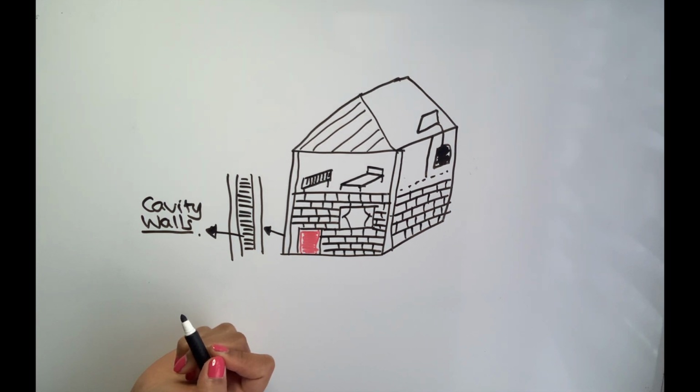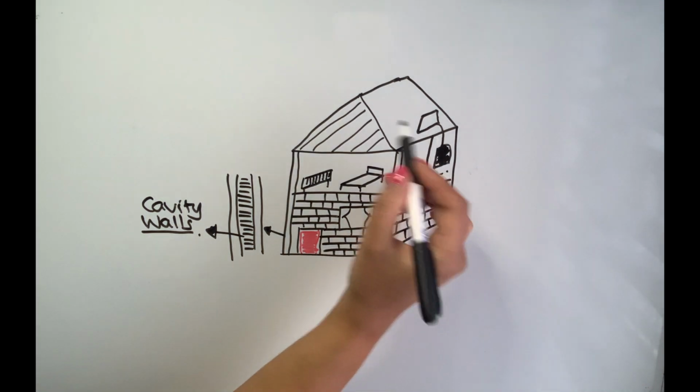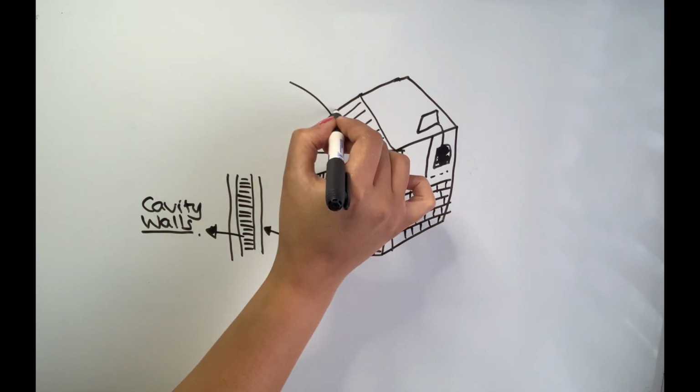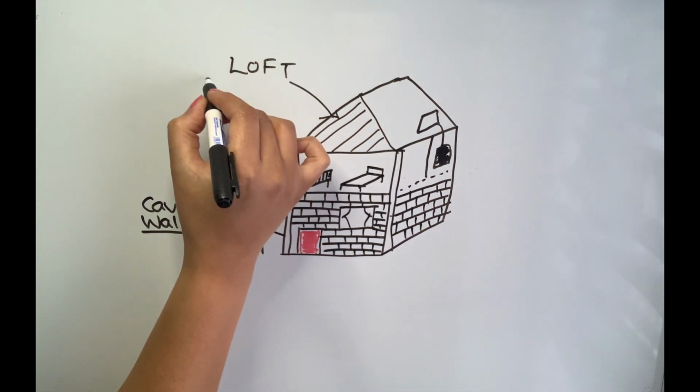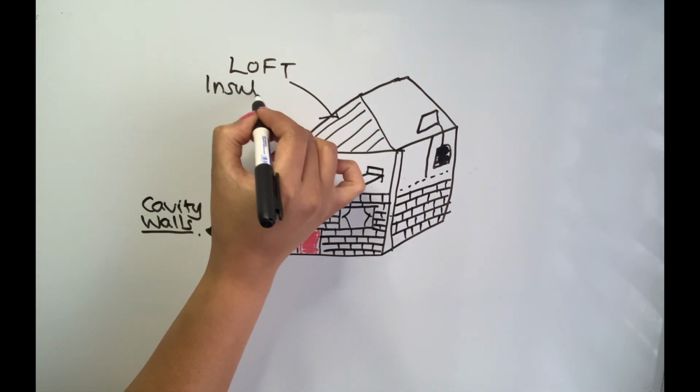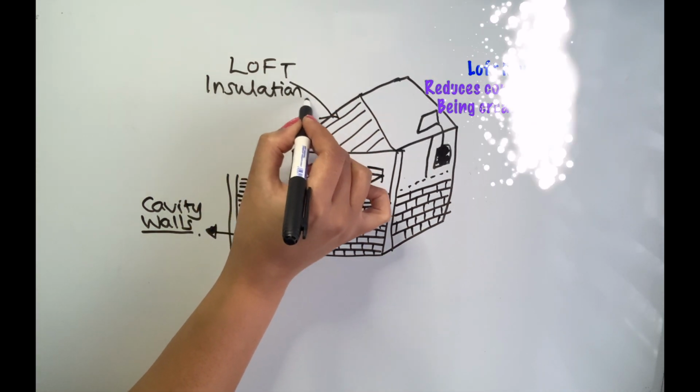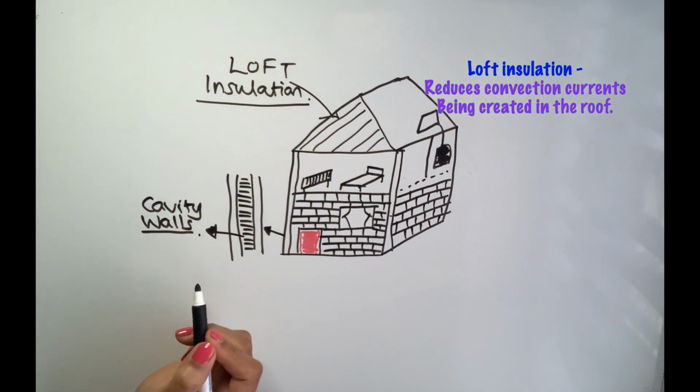Then we can also have loft insulation, so insulation that you have in the loft. The loft insulation is made from insulating material. Again, it would help to reduce convection currents.